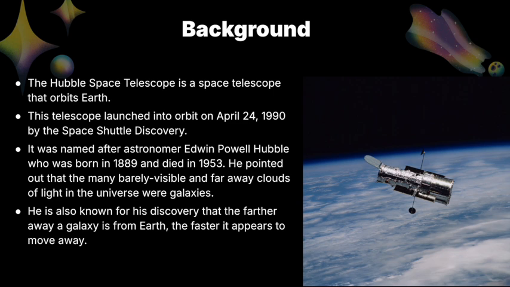They named it after him because he made many discoveries, and he pointed out that the many barely visible and faraway clouds of light in the universe were actually galaxies, like the Milky Way. He's also known for his discovery that the farther away a galaxy is from Earth, the faster it appears to move away. And then on the bottom right corner, there's a photo of the Hubble telescope.